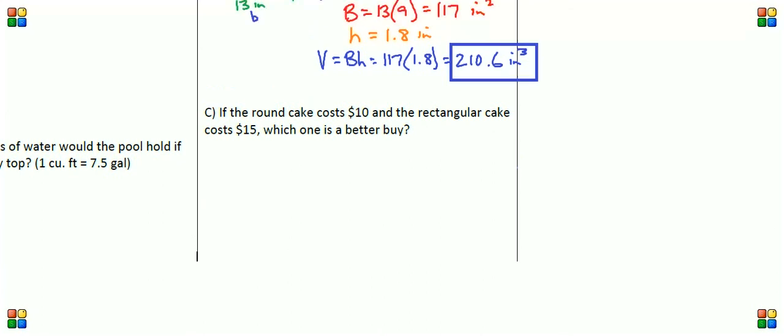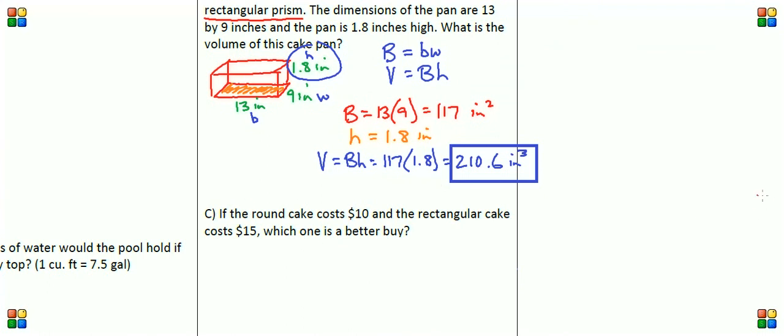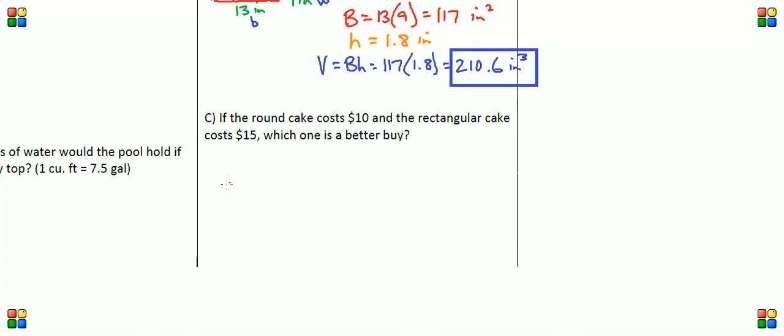The round cake has a volume of 158.34 cubic inches. And we know that cake is going to cost us $10.